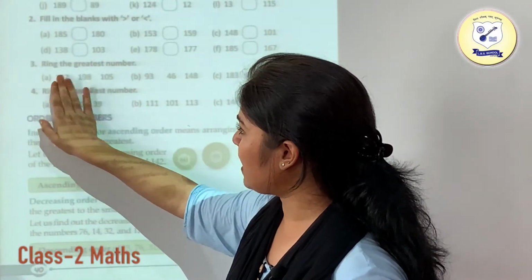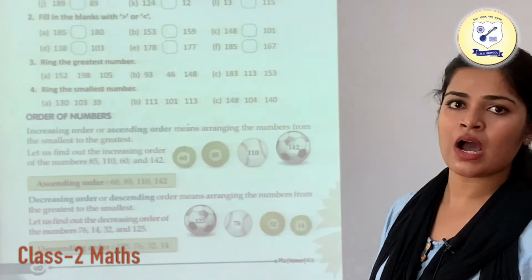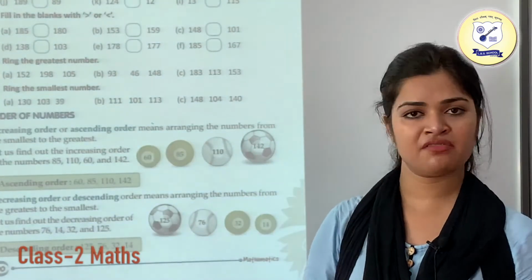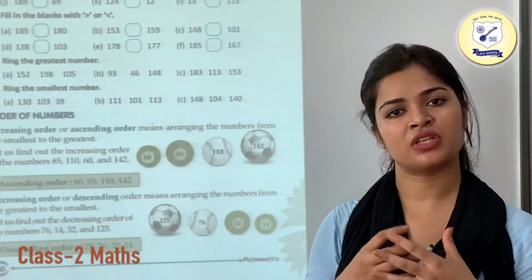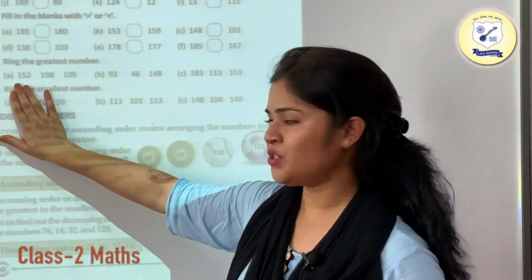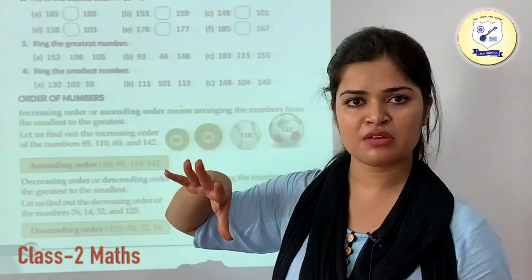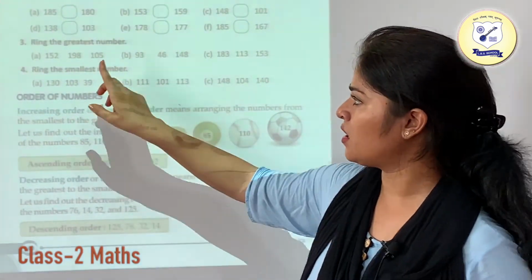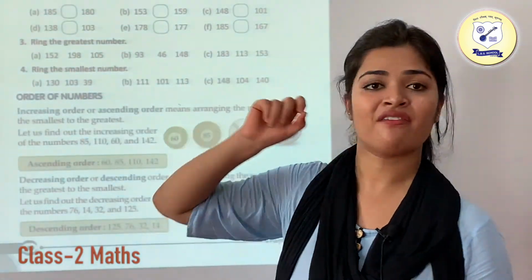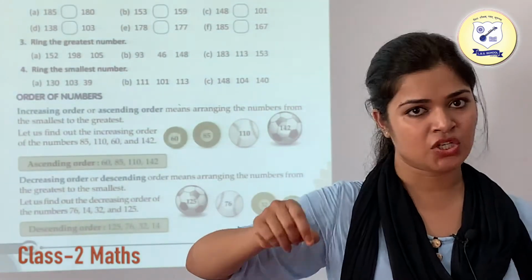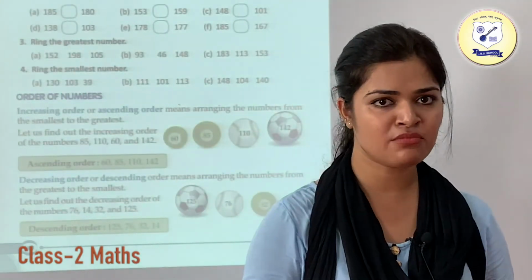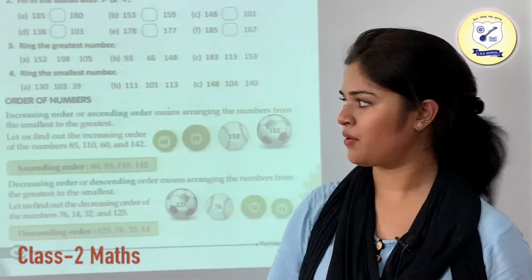The third question is to ring the greatest number. You need to compare among the three numbers given in front of us and find out the largest number. Okay, so 152, 198, 105. As you can see, we have 1 on the 100s place in all, so we cannot judge from it. Now move to the tens place. Here we have 5, here you have 9 on the tens place, and here you have 0. So among 5, 9 and 0, 9 is going to be the largest one. So this whole number is going to be your greatest number. You just need to circle that number. Okay.